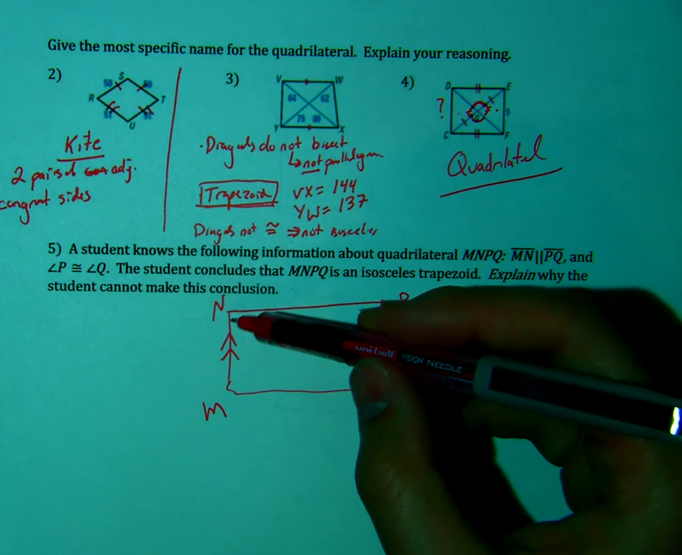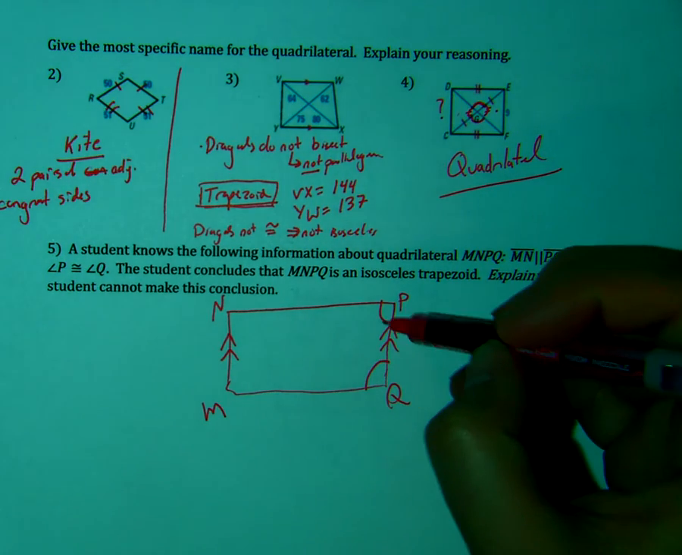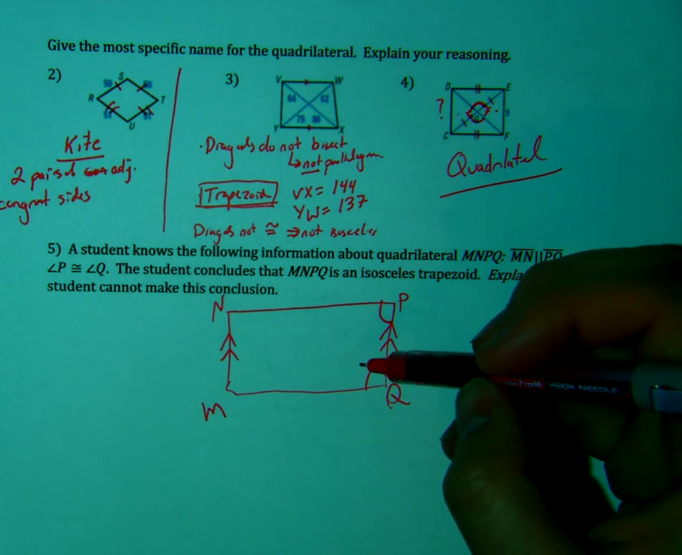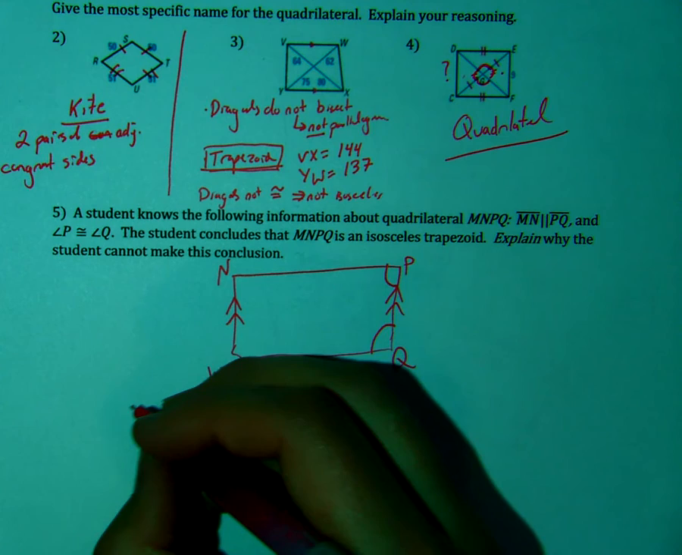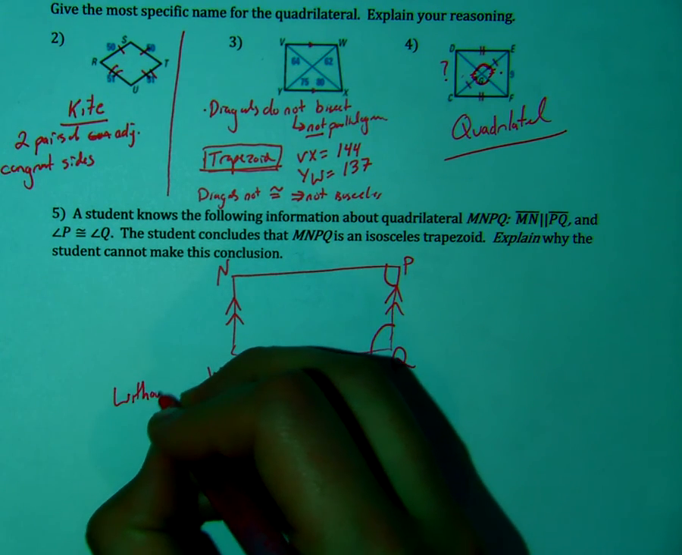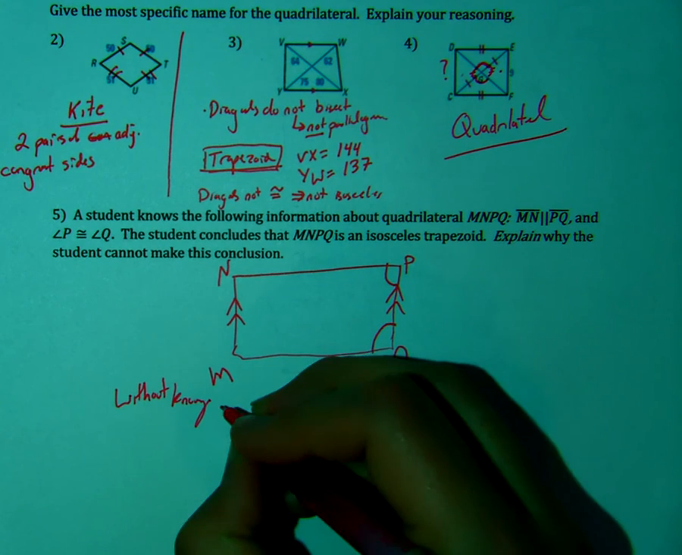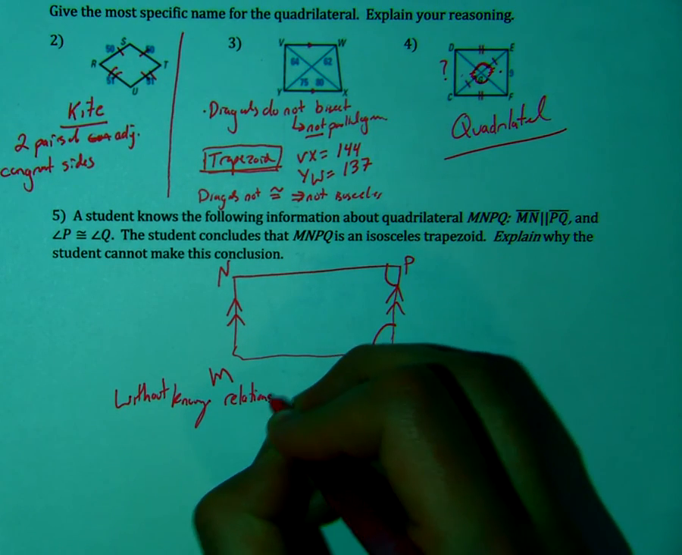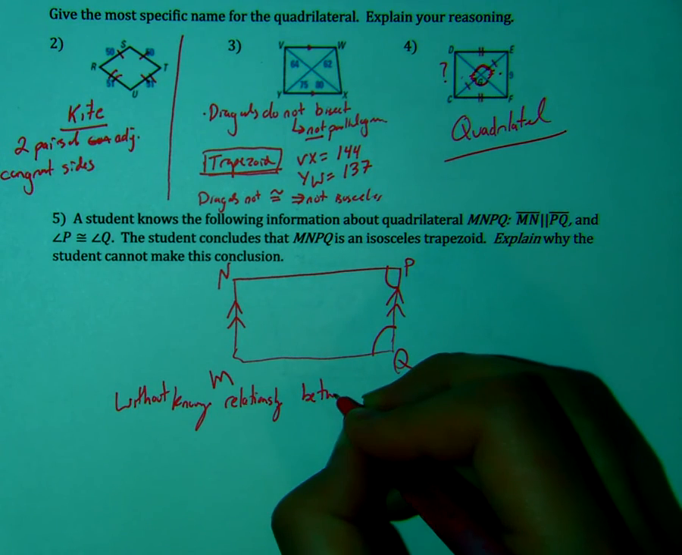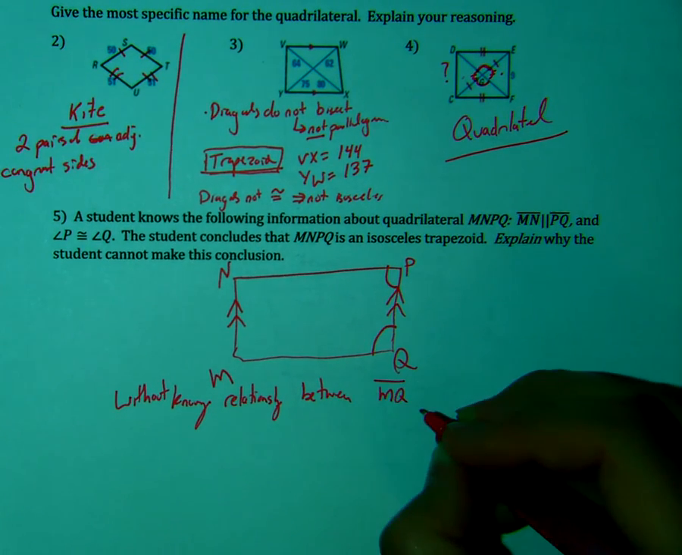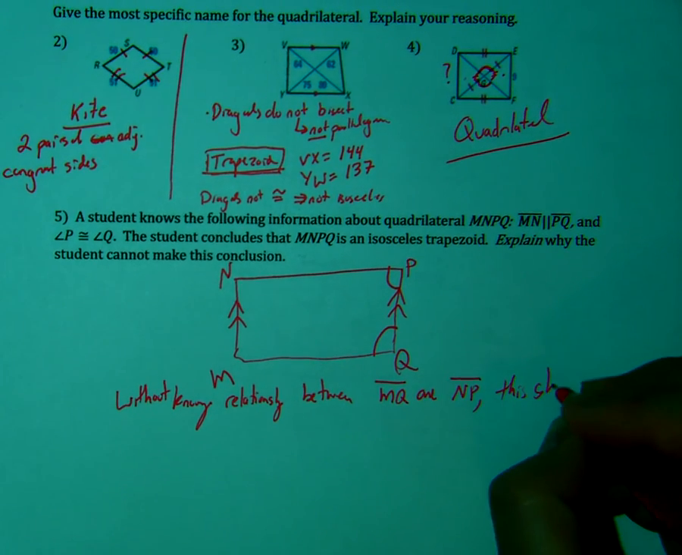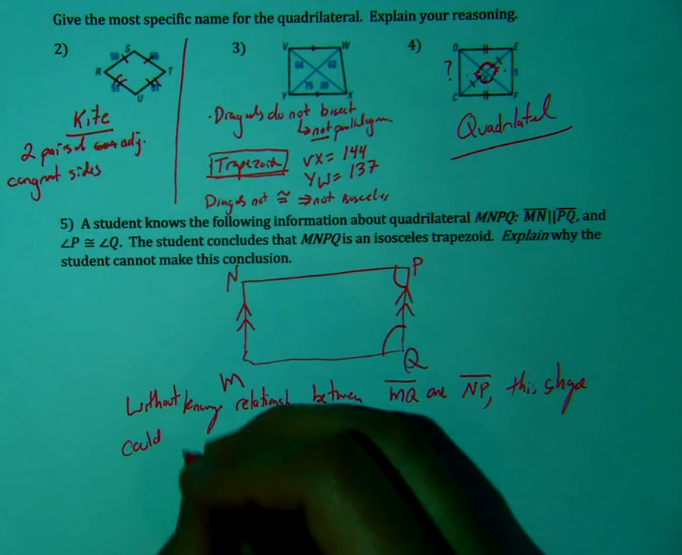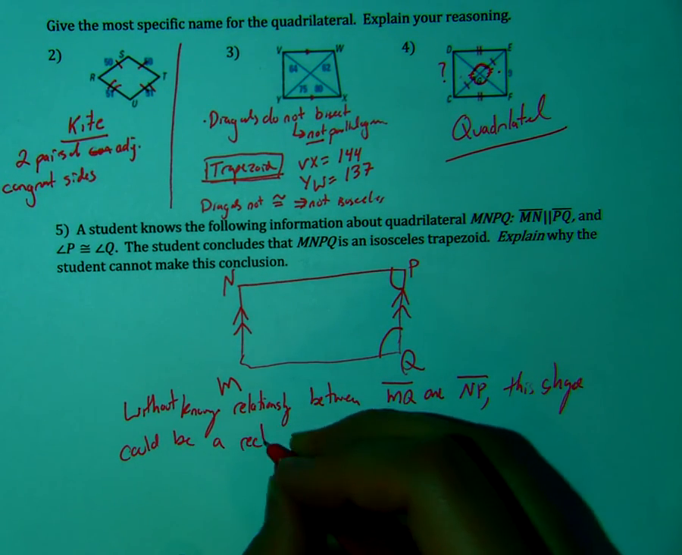Okay, so you have a pair of parallel sides. These would then be the base angles. So congruent base angles would make this isosceles, no? Well, even though I only see one pair of parallel sides, without knowing the relationship between the other sides, namely MQ and NP, this shape could be a rectangle as well, right?